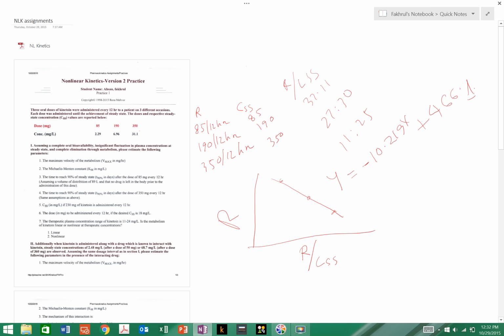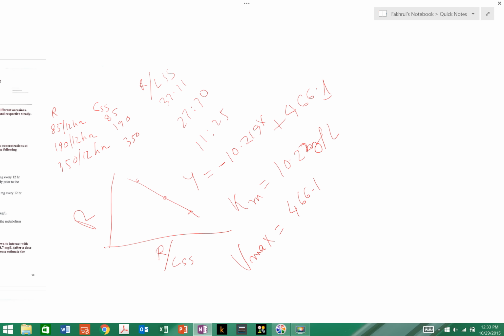So you know that based on that equation, your Km is going to be 10.22, or 10.2 milligram per liter, and your Vmax is going to be 466.1 milligram per 12 hours, because I didn't change the hour as Jordan did.